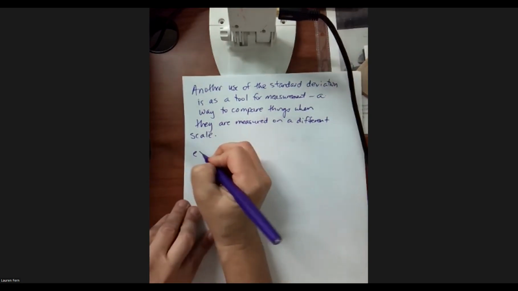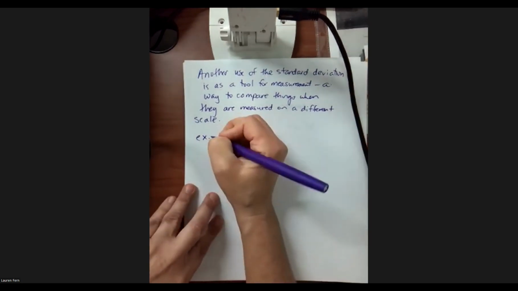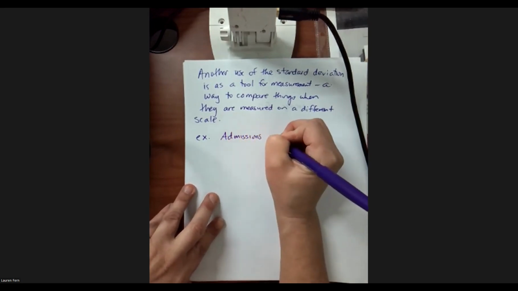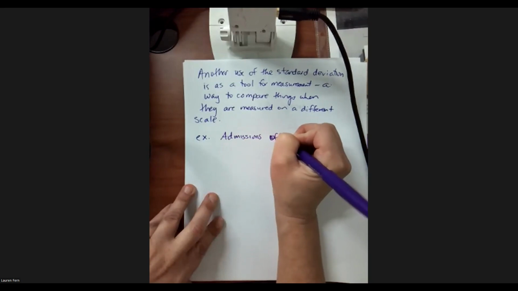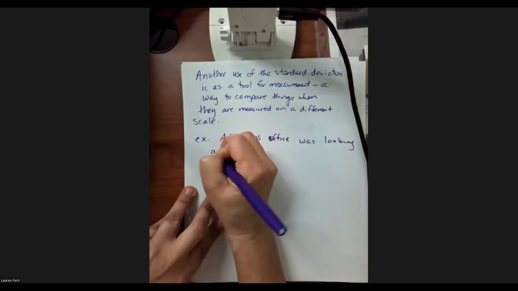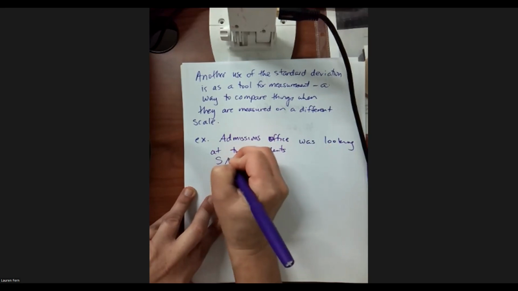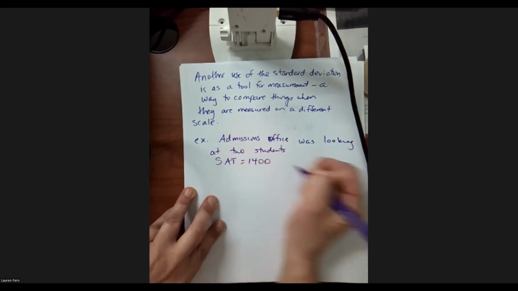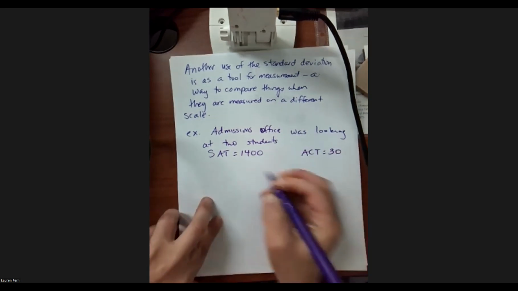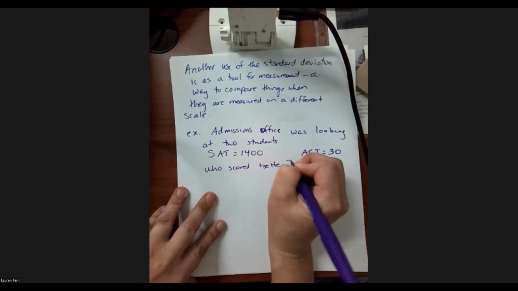Okay, so what do I mean by that? Well, let's talk about some examples here. Say an admissions office was looking at two students. One had an SAT score of 1400 and another one had an ACT score of 30. Who scored better?